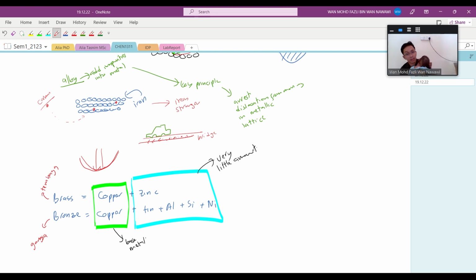For example, brass, they add zinc into copper. Bronze, they add tin, timah, to copper. Okay, and sometimes they also add aluminium, silicon, and also nickel. So that is brass and bronze. As you can see there, brass and bronze is a copper alloy, because the base metal is copper. So that's why we call brass and bronze copper alloys.